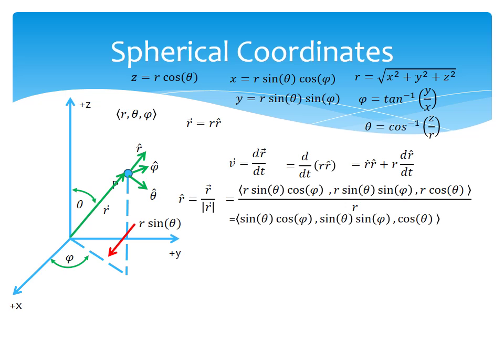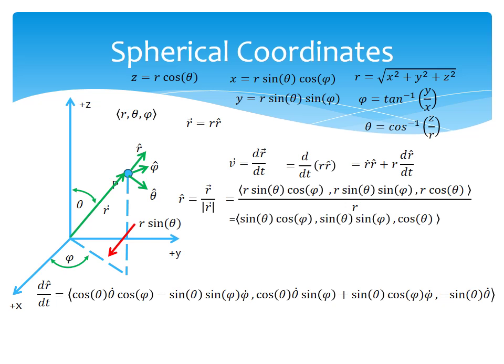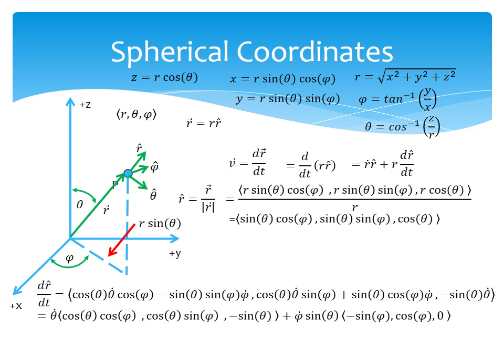That's my unit vector. So I have to see how that's changing in time, so I have to take its derivative. And if I do that, I get this expression. What you'll see is that in each coordinate, I have a term for theta dot and a term for phi dot. So I'm going to group together all the terms that have phi dots in them in one spot, and all the terms that have theta dots in them in one spot.